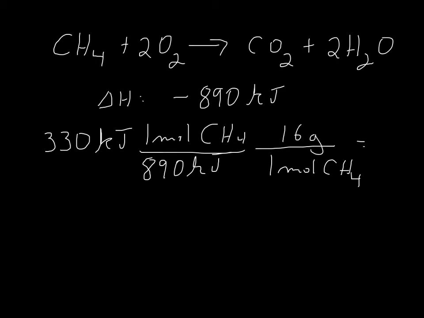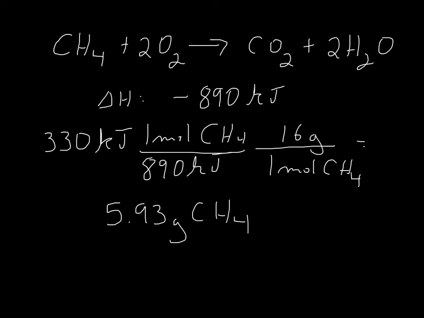So we can multiply that. We're going to multiply 330 times 16 divided by 890. And what that tells us is, to 3 significant figures, it's going to take 5.93 grams of methane to produce that many kilojoules. So you can see that this is really just the reverse of the problem that we looked at before.